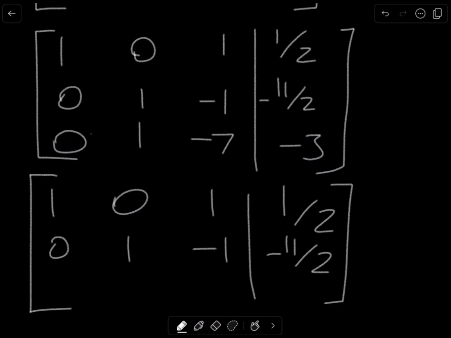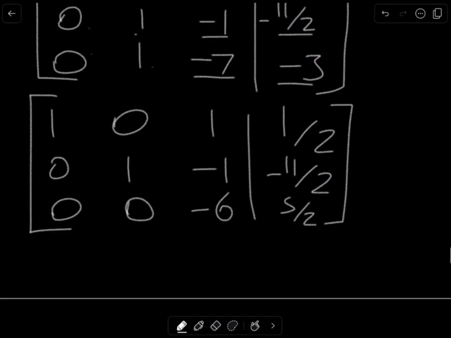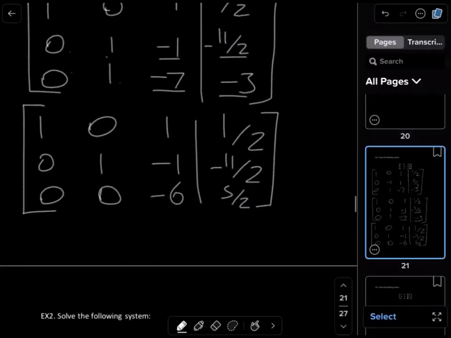So it'll be 0 minus 0, that's 0. 1 minus 1, that's going to be 0. Minus 7 minus minus 1, that's minus 7 plus 1, that's minus 6. Minus 3 minus minus 11 over 2, that's going to be 2.5. Okay, so that will be 2.5 or 5 over 2. There we go. Okay, let's add another page.